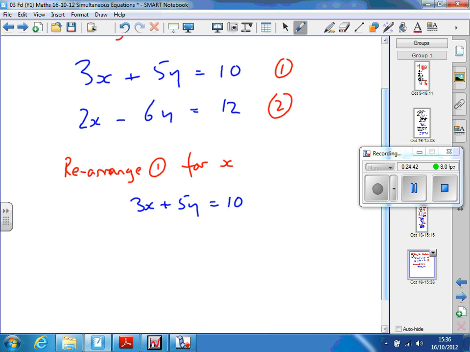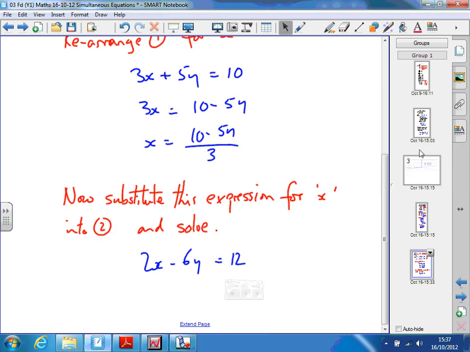Let's subtract 5y from both sides. 3x equals 10 minus 5y. And now divide by 3, okay? And then x equals 10 minus 5y all divided by 3. So we've rearranged equation 1 to read x equals 10 minus 5y all divided by 3.